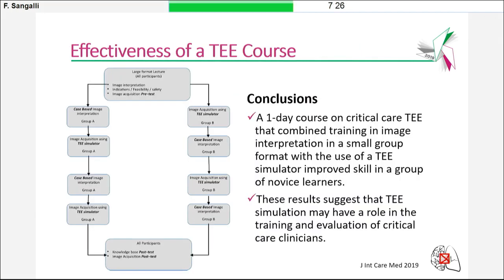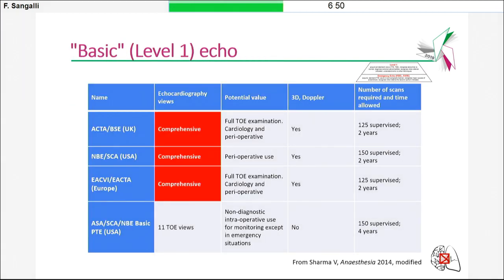I have my gut feeling, but added to this, I think it was 1 or 2 months ago, I saw this paper. This was a 1-day course on focused TOE, and it led to the conclusion that a 1-day course was sufficient, was enough to obtain adequate and reproducible results for a limited and focused indication as compared to longer courses. And what added, pardon me, an added value to the course was the use of a mannequin.